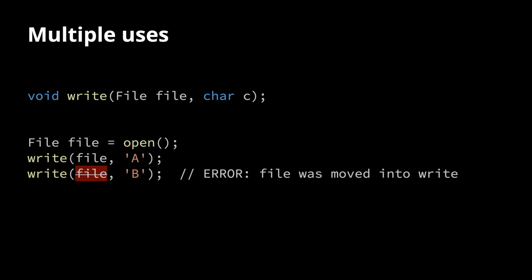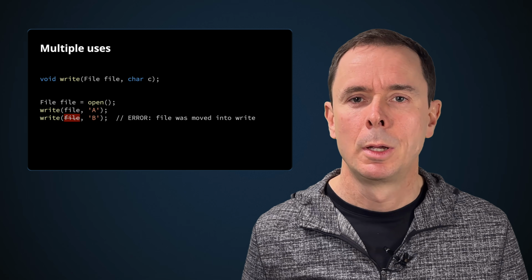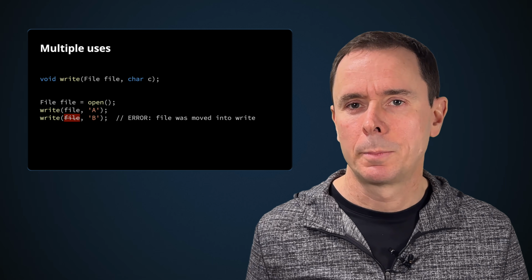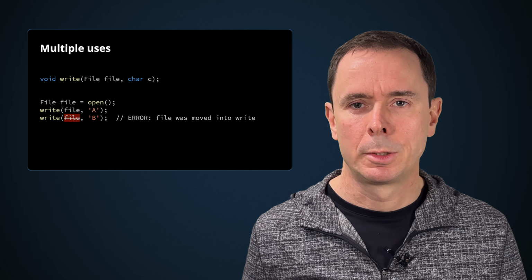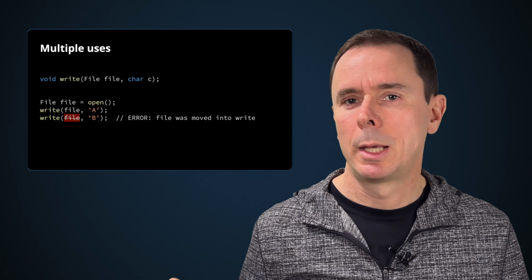That's a bit unfortunate. So my question for you is this: can we change the declaration of the write function so we can call write and still have the file after it returns? We're not changing the language here, just the declaration of the write function. I want to pass the file into the function parameter and get it back again afterwards.